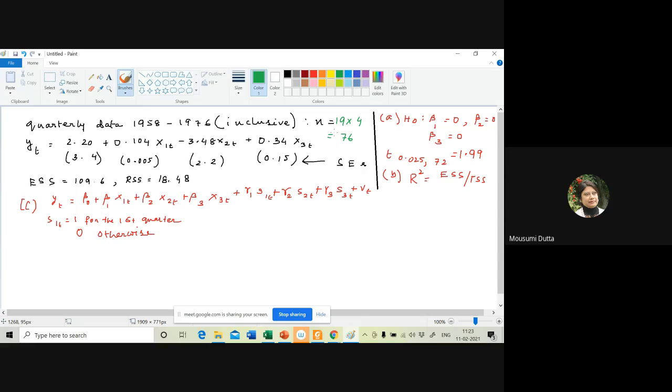Standard errors are in parentheses. So you have the standard errors 3.4, 0.005, 2.2 and 0.15. It is given that the explained sum of squares for this model is 109.6. So ESS is equal to 109.6. And RSS is equal to 18.48.